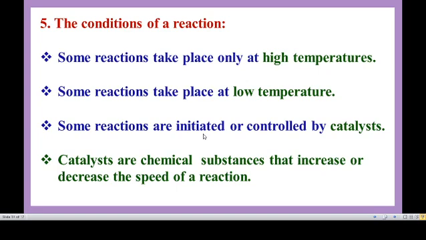And the conditions of the reactions will be indicated above and below the arrow mark of the chemical equation. Some reactions take place only at high temperatures, some reactions take place at lower temperatures, and some reactions are initiated or controlled by a catalyst. So all should be mentioned above and below the arrow mark. So what is a catalyst? A catalyst is a chemical substance that increases or decreases the speed of the reaction. If the reaction goes fast, it slows down the reaction. If it is very slow, it speeds up the reaction. It controls the speed of the reaction. Otherwise, it initiates the reaction.